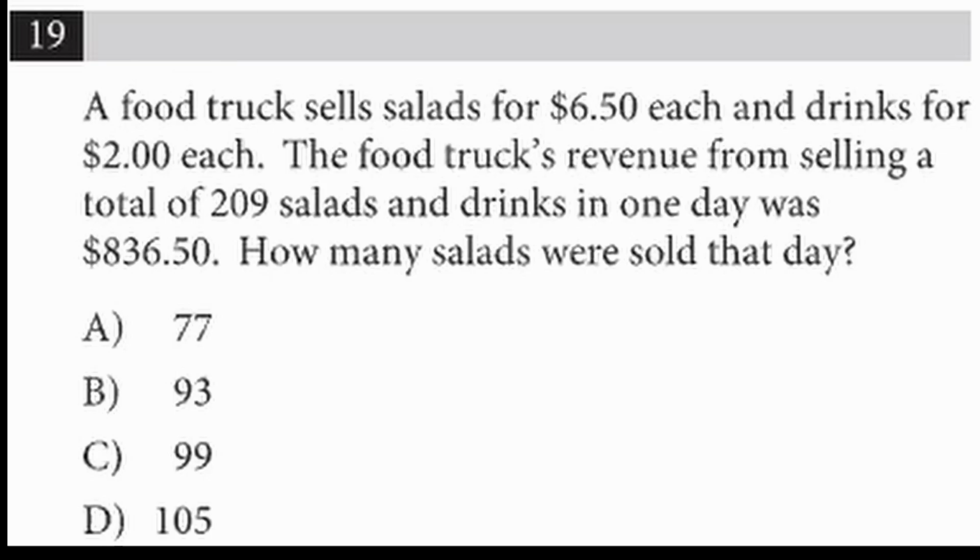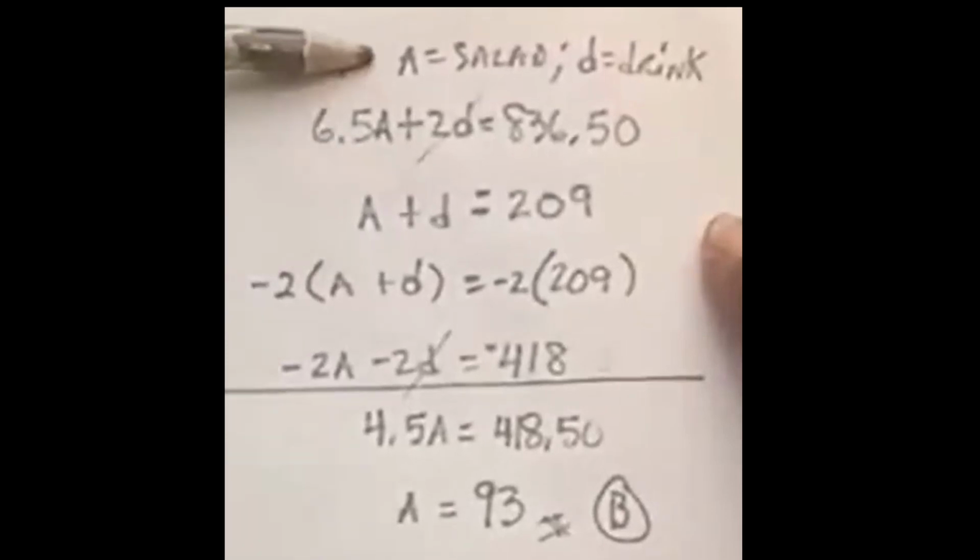Number 19. This is one of the toughest problems in this section that you'll run across, but it's not hard, but it's one of the toughest. We got a food truck that sells salad for $6.50 each and drinks for $2 each. The food truck's revenue from selling a total of 209 salads and drinks in one day was $836.50. How many salads were sold that day? I worked it out. And so I let A stand for salads because I don't want to put S. S looks too close to a 5.